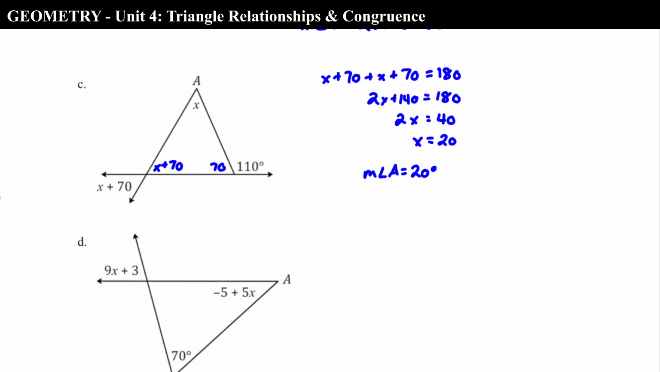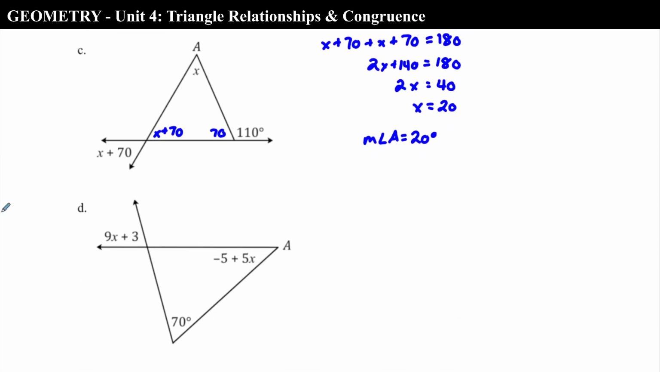And then finally, example D here. Again, we know vertical angles are congruent, so we got 9x plus 3 here. So we can add up our angles in the triangle to make 180. So we got 9x plus 3 minus 5 plus 5x plus 70 equals 180.